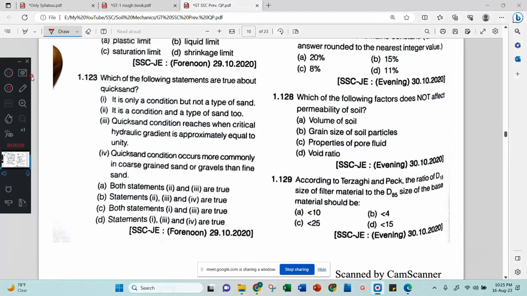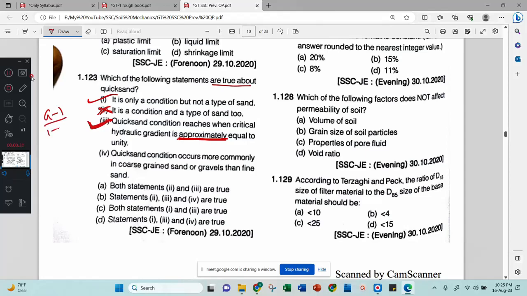Next, which of the following statements are true about quicksand? It is only a condition but not a type of sand. Very good. It is a condition and a type of sand too. Quicksand condition is reached when critical hydraulic gradient is approximately equal to unity. This is good, because this word approximately is there. Why approximately? Look here.